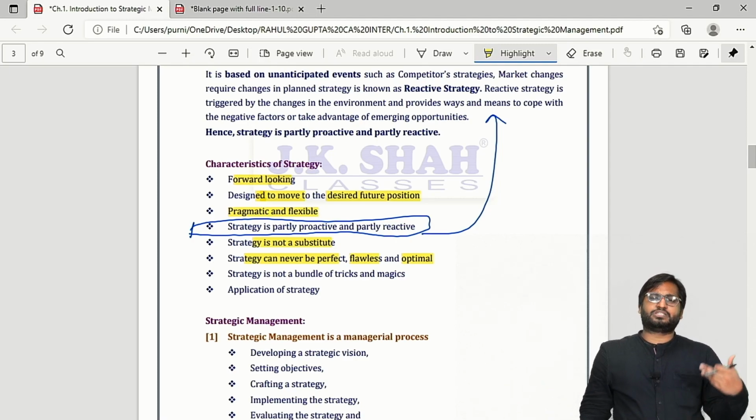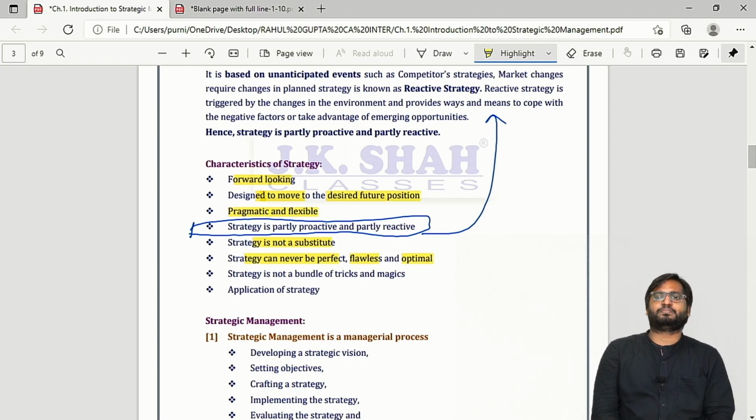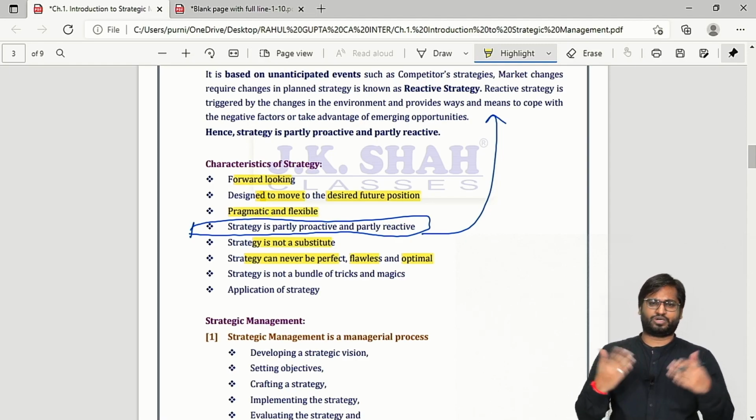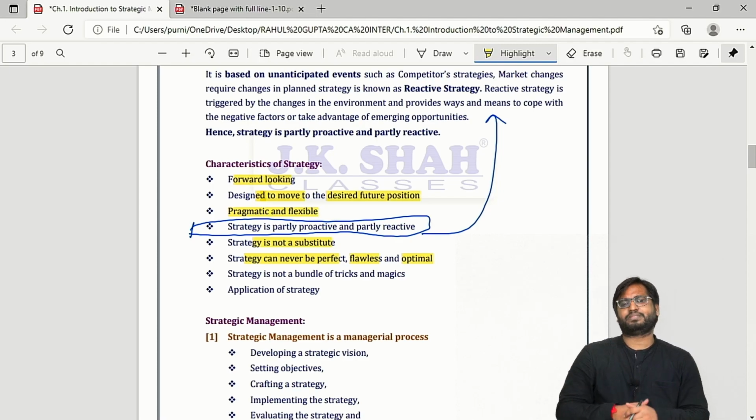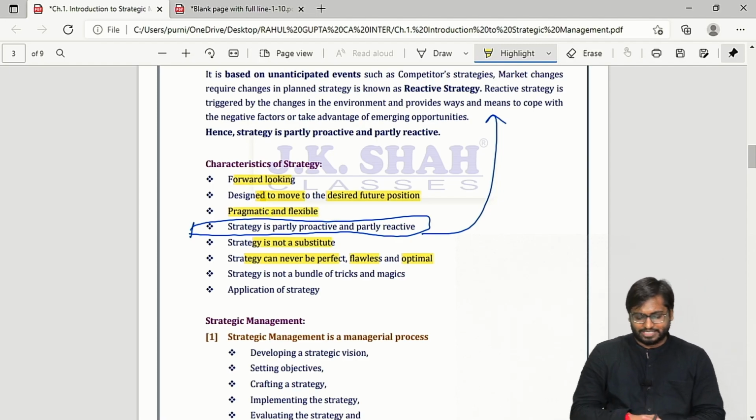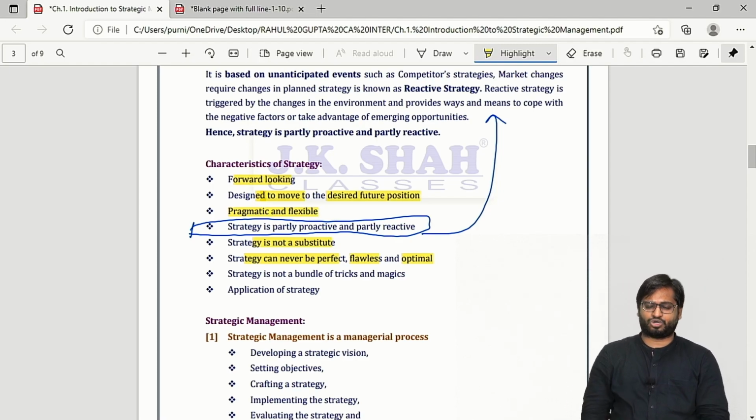What if customers' tastes and preferences change? What if a competitor comes in the market? What if government changes some rules and regulations? So can you claim that your strategy is perfect, that it does not have any flaws? Nobody can claim that, right? So strategy can never be perfect, flawless or optimal.